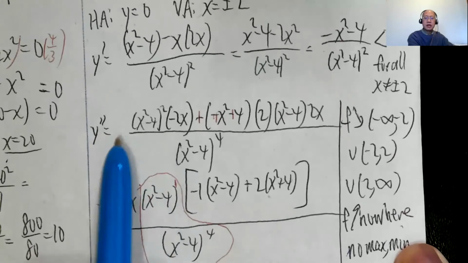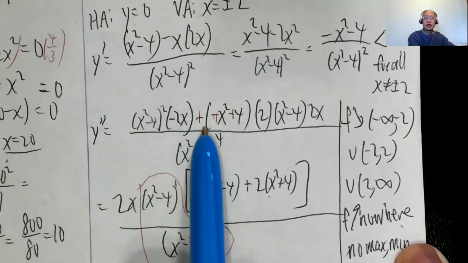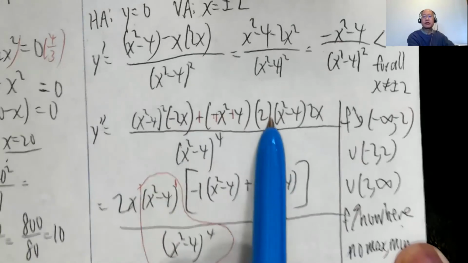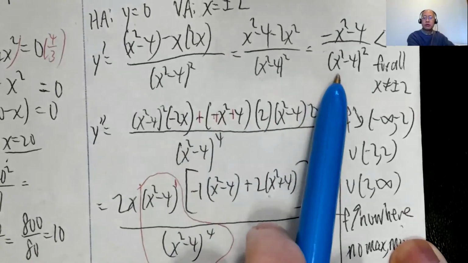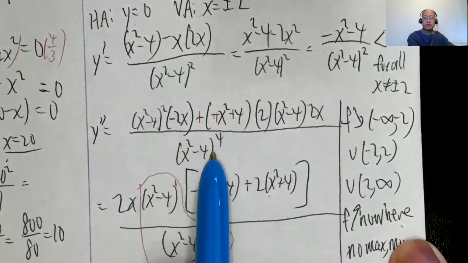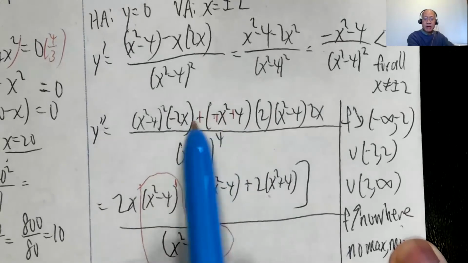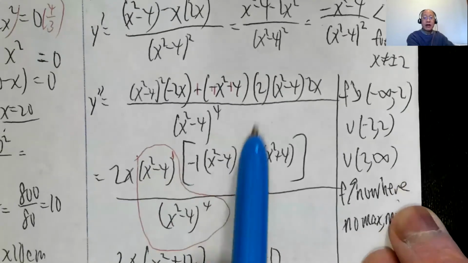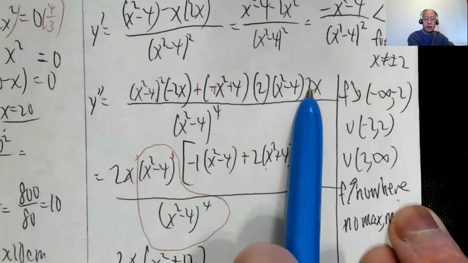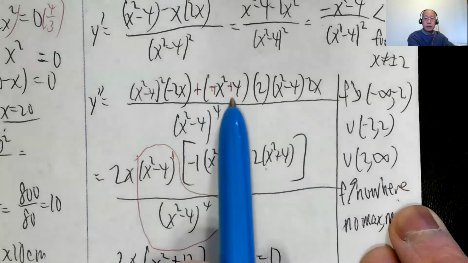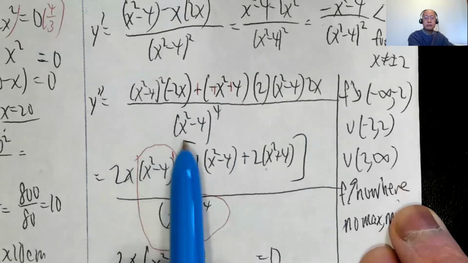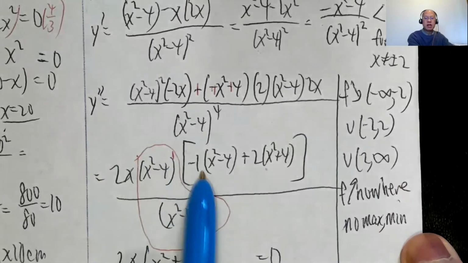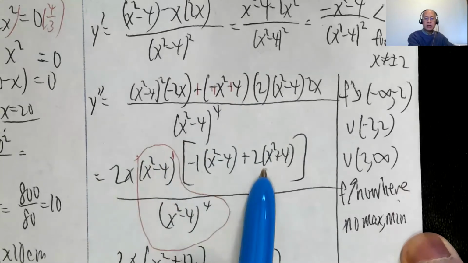Double prime is kind of messy. Bottom times derivative of the top minus the top times derivative of the bottom, 2 times (x squared minus 4) times 2x, all over the square of the denominator, which is (x squared minus 4) to the 4th power. Negative, negative, negative, make them all positive. And let's see, factor out a 2x. There's a 2x here and a 2x here. Take that out. There's an x squared minus 4 for both of them. So this leaves you with a -1 times (x squared minus 4), plus 2 times (x squared plus 4).